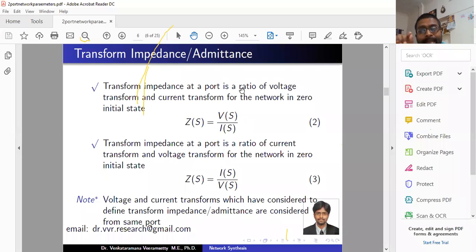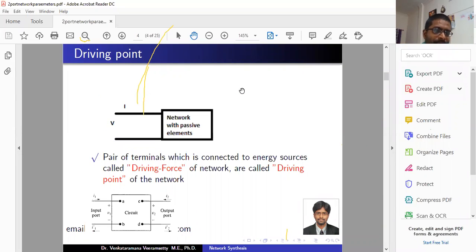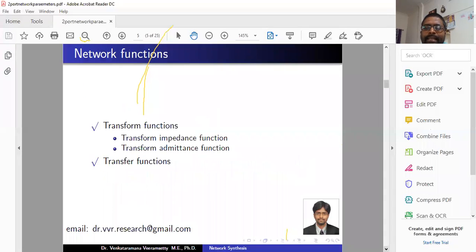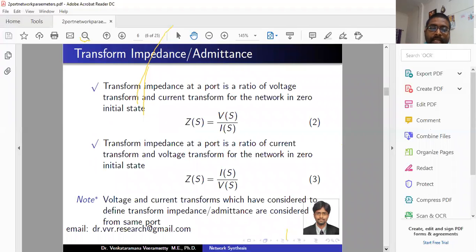So the transform impedance is defined at any port of the network. If it is a single port, at that port; if it is a multi-port, either here or here, at any port. The transform impedance at any port is defined as the ratio between transform voltage and transform current with zero initial condition. I say transform voltage and transform current because current and voltage parameters are generally in the time domain, and we transform them into the S domain. Those S domain parameters are what we use for calculating the network function.